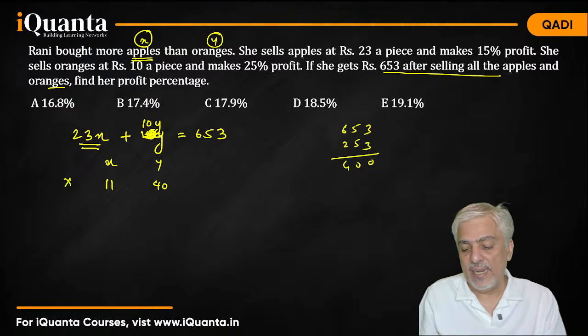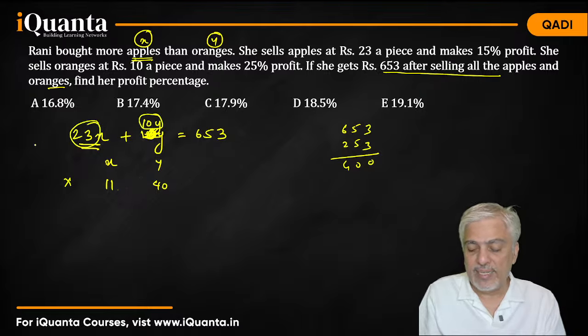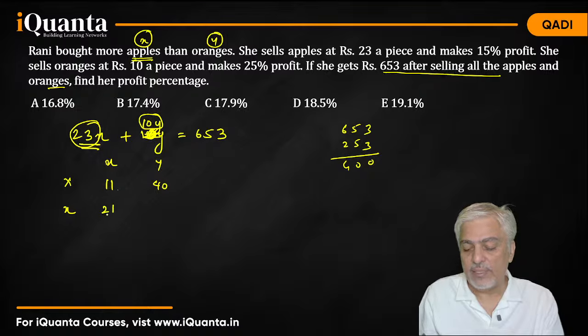Now we know that every time x will increase, y will decrease by these numbers 10 and 23. So if x I make 11 plus 10, 21, this will become 17.